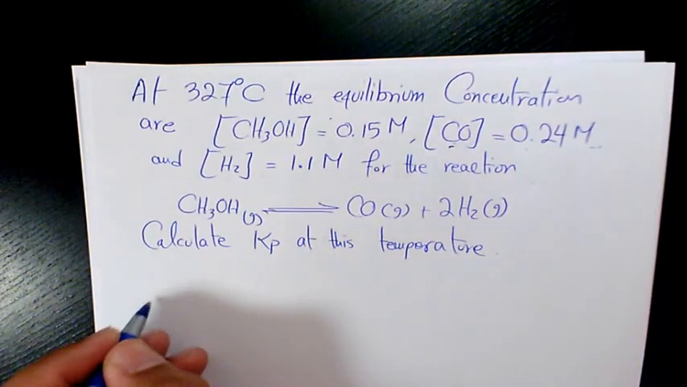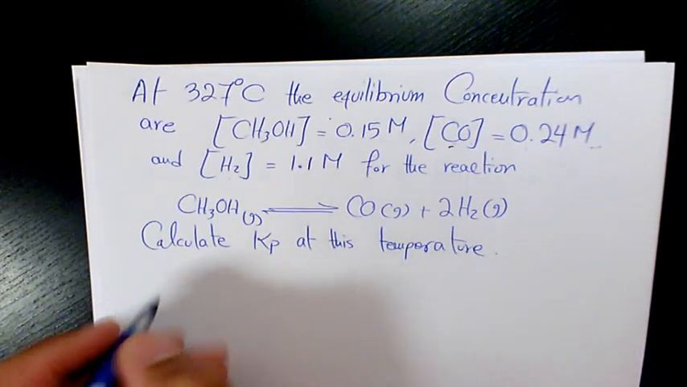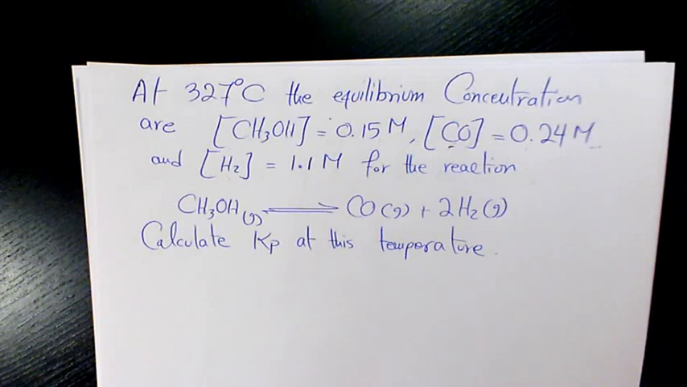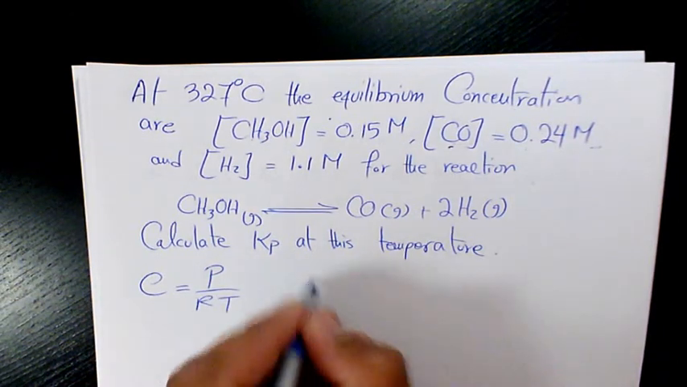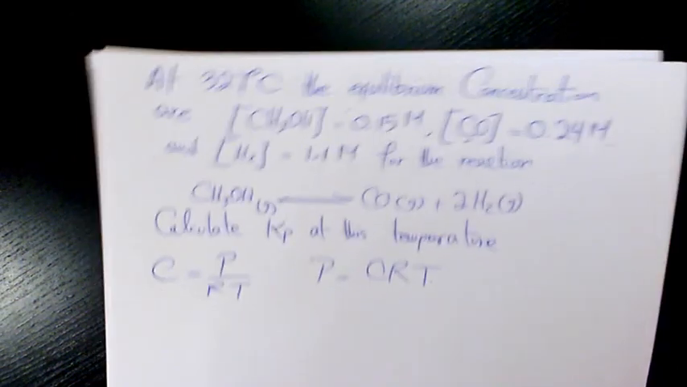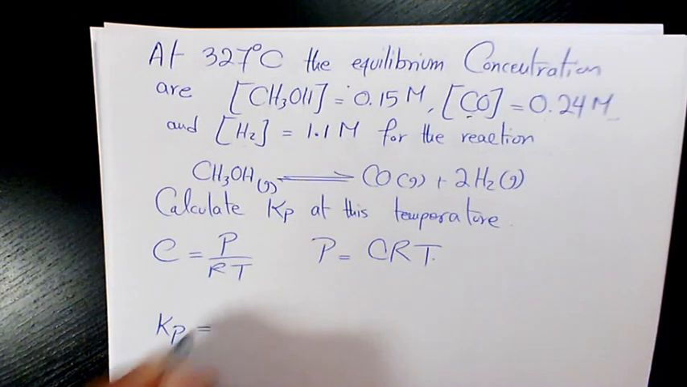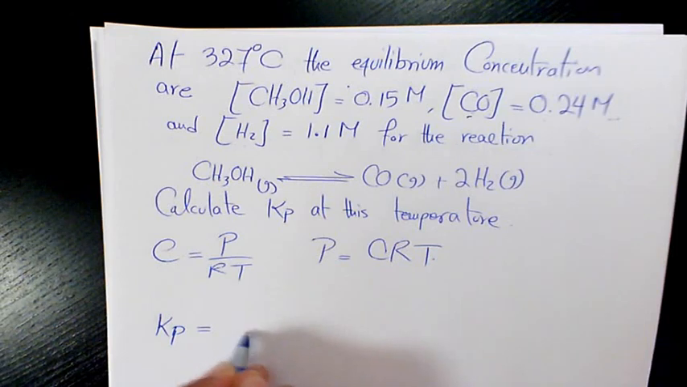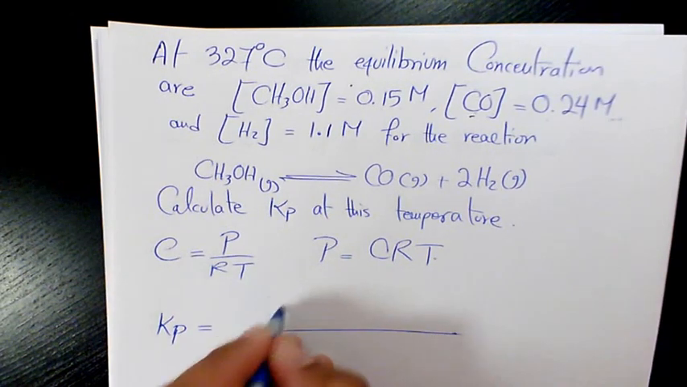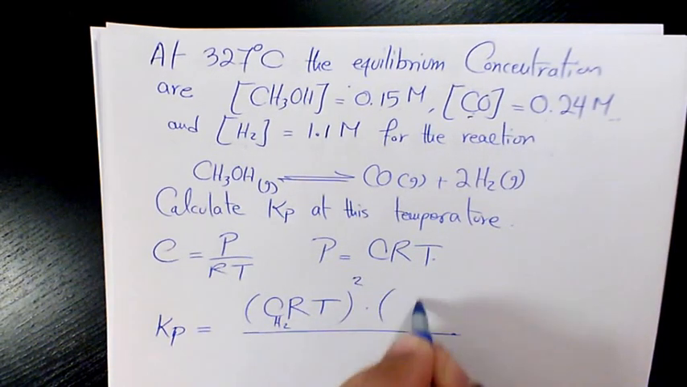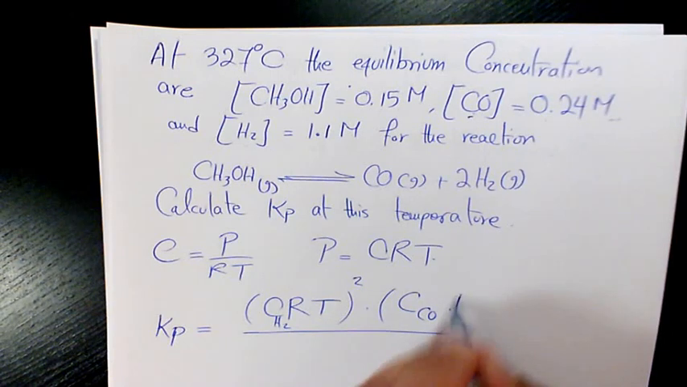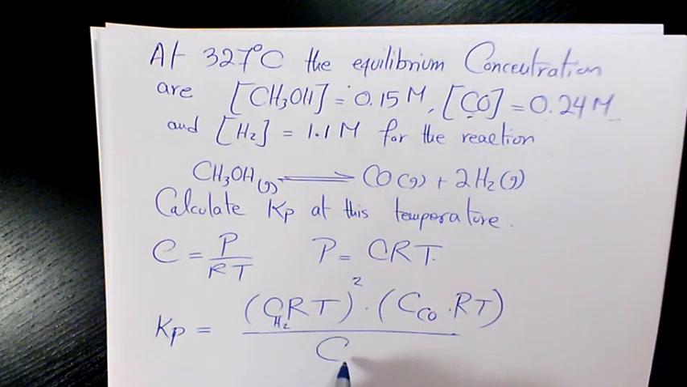So what we need to do here, we had earlier the relationship between concentration and pressure. C equals P over RT, or P equals CRT. We need to find out Kp. So Kp will be equal to CRT, the concentration of hydrogen, to the power of 2 times concentration of CO times RT to the power of 1 divided by concentration of methanol times RT.